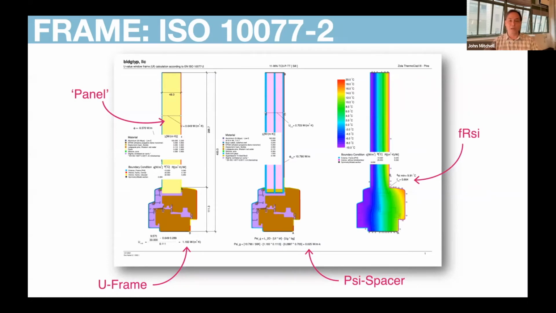And then the final model we have on the right-hand side is the FRSI calculation. That's that temperature factor calculation to show that we have really good high surface temperatures on the interior surface of the window frame.